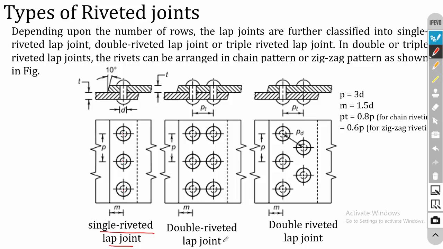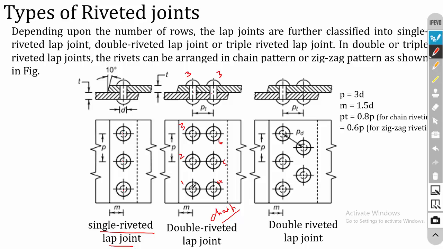In the case of a double riveted joint, we have two rows of rivets. So this is row number 1. For example, in the first row we have 3 rivets, and in the second row we have another 3 rivets. So this is rivet number 1, 2, 3 in the first row, and 4, 5 and 6 in the second row. Further, the double riveted lap joint is split into two. The first one is chain type.